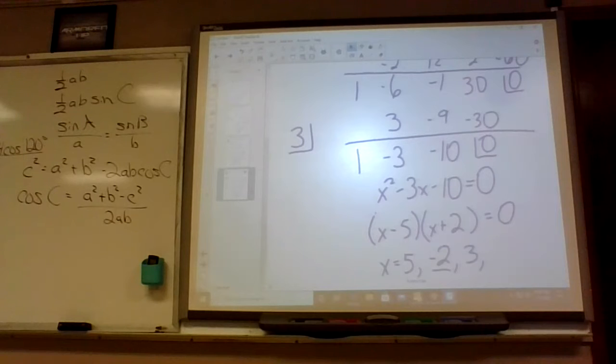Factors of 1 over factors of 8 on 22. So factors of 1 are just 1, but factors of 8 are 1, 2, 4, and 8. So it could be 1 over 1, which is just 1. Could be 1 over 2. Could be 1 over 4. Could be 1 over 8. So I would definitely start with 1. Probably gets harder as you go, but you can use your calculator.